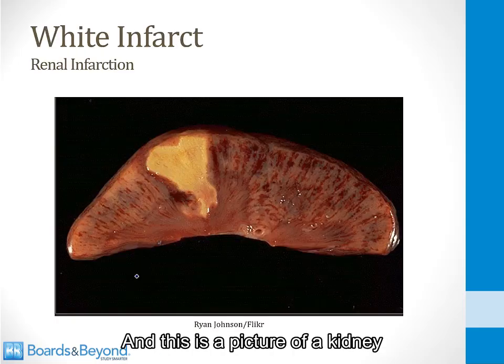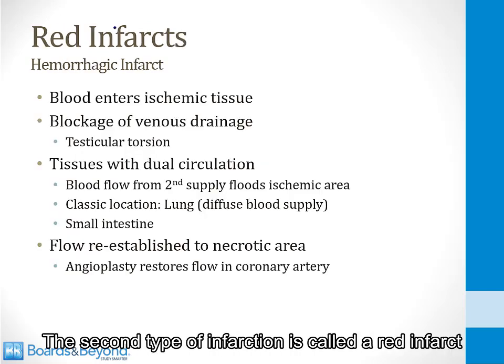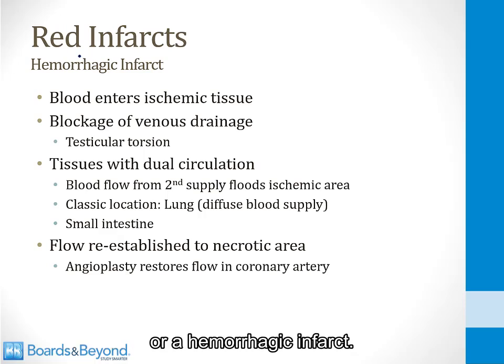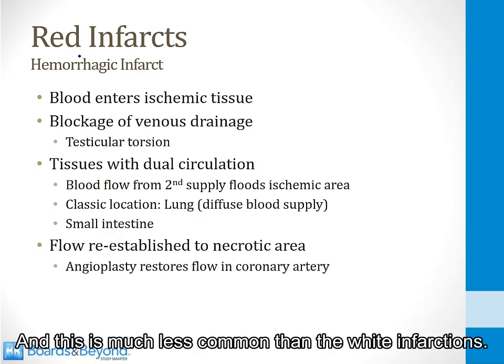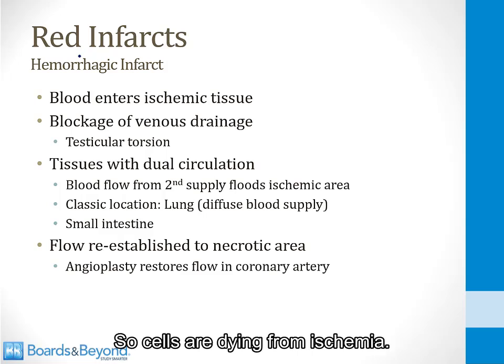And this is a picture of a kidney that has suffered a renal infarction, and you can see that there's this white area. That's a white infarct. It's caused by ischemic necrosis. The second type of infarction is called a red infarct or a hemorrhagic infarct, and this is much less common than the white infarctions. In a red infarct, you still have ischemic necrosis, so cells are dying from ischemia.